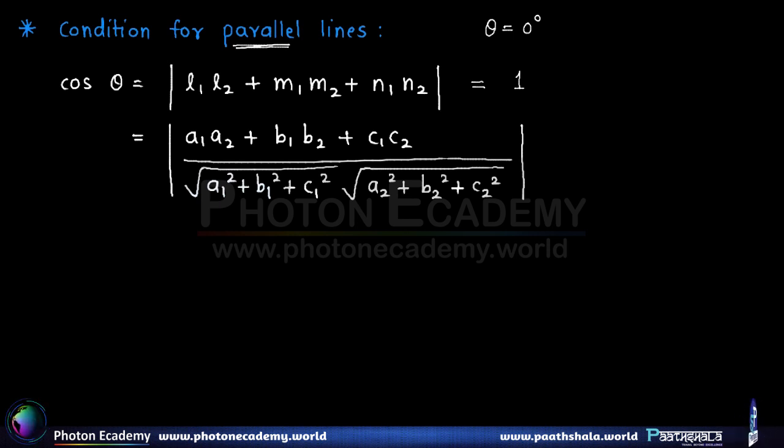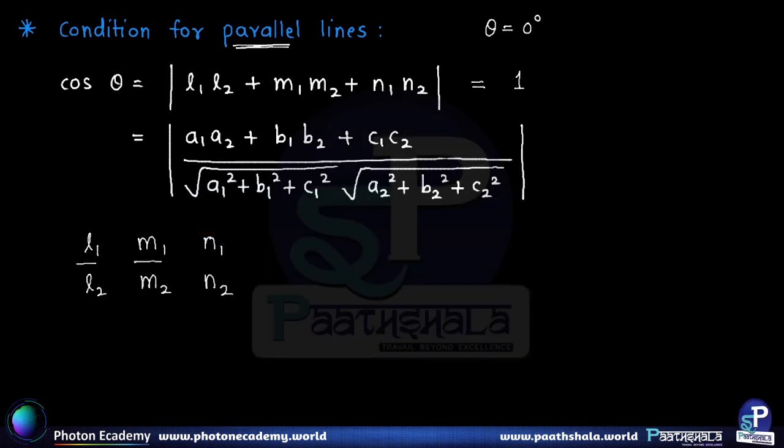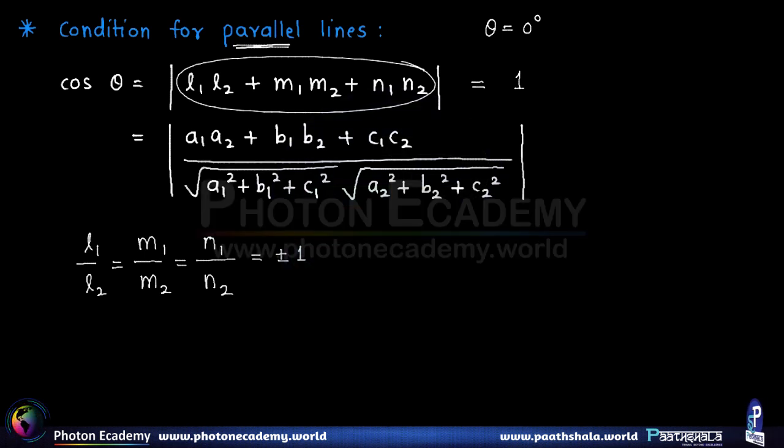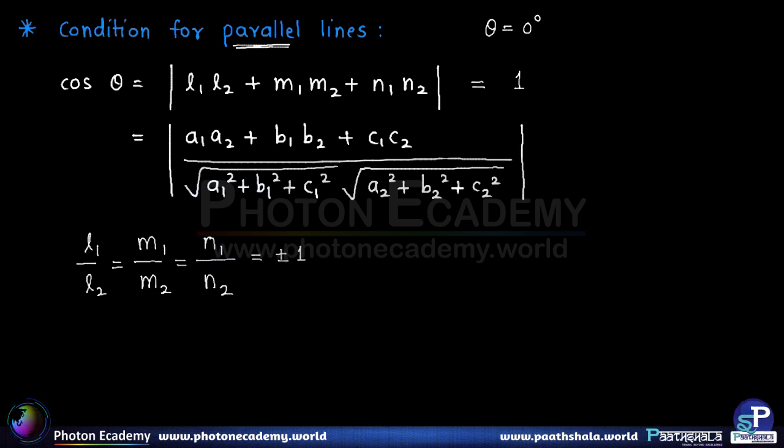Right. So for that, what we must have is, if you consider L1, M1 and N1, and if you consider L2, M2 and N2, then these ratios must be exactly same or negative of each other. Because if it is not the case, then the value of this particular expression would become bigger than 1 also.